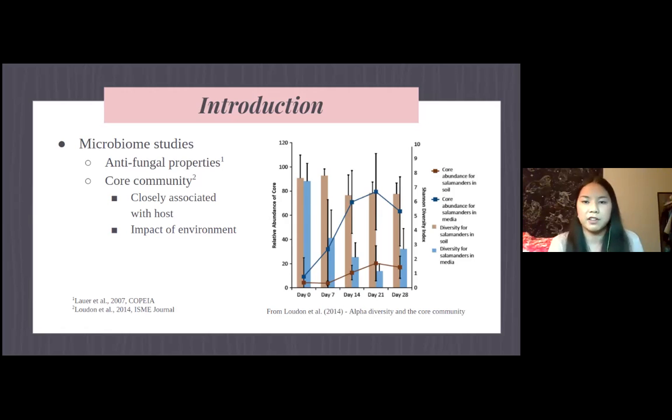So on this graphic that I've shown here from their paper, they housed salamanders in 2 different medias. The first was a sterile media, and the second was a soil environment from where they were captured in the field. They found that for the salamanders living in that sterile media, the core community really just dominated their microbiome, and they had a very low diversity within their microbiome, versus salamanders that lived in the natural soil environment had a more regulated core community with a higher diversity level in their microbiome.